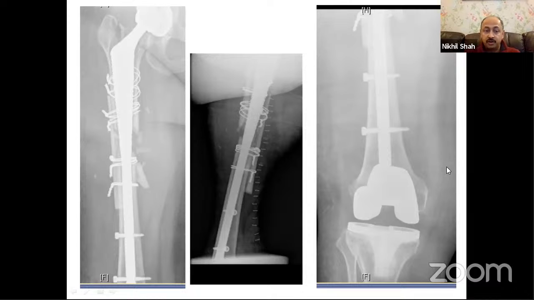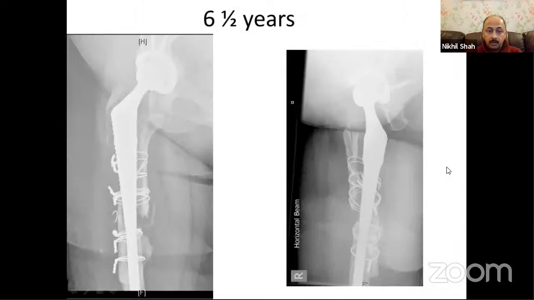So I had to use a strut graft. And again, the whole trochanter was attached to the proximal fragment. So I've tried to use a strut graft to try and get that to sit down with a lot of comminution. Over a period of 6.5 years, you can see what has happened.